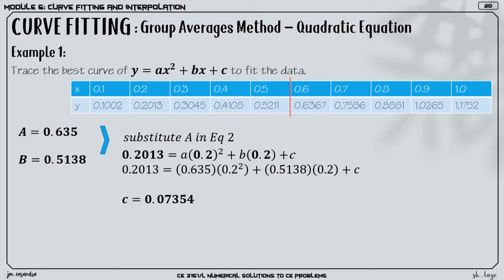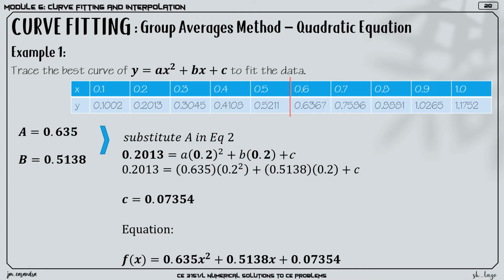So with a, b, and c already known, the best curve, or the equation that would best describe the relationship of x and y, is f of x, or the function of x, equal to 0.635x squared plus 0.5138x plus 0.07354.